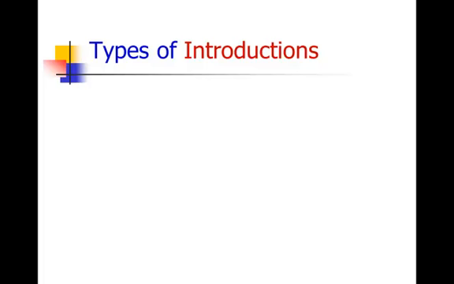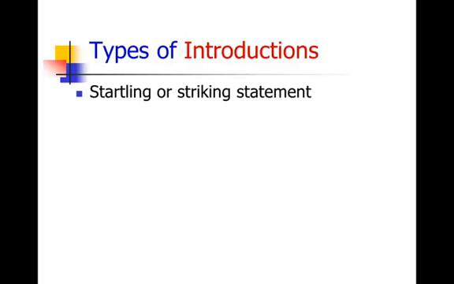Within that, there are a variety of types of introductions. One of them is a startling or striking statement. Oftentimes, this includes a statistic. Say, for example, you're doing a speech on rape. You could start with, the Centers for Disease Control in 2011 reported that nearly 1 in 5 women have been the victim of an attempted or completed rape, and over 1.3 million women were raped in the U.S. in 1 year. That would likely catch your audience's attention. It would provide information of value to the speech that you're going to do, as well as introduce the topic of rape.